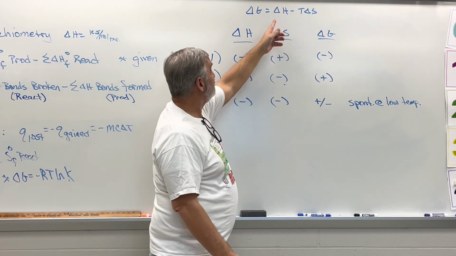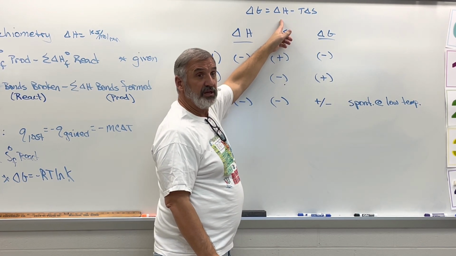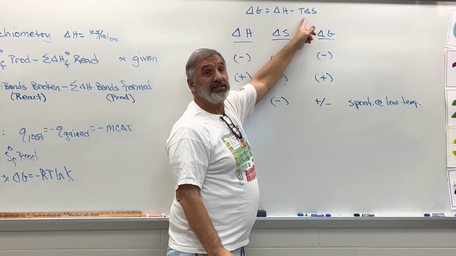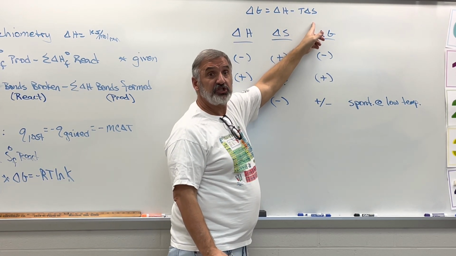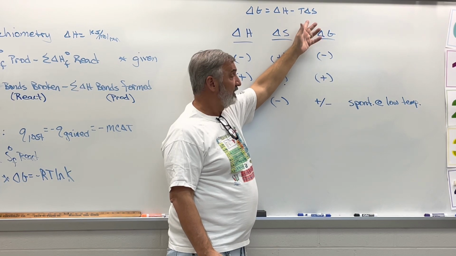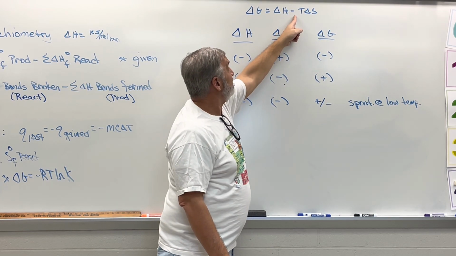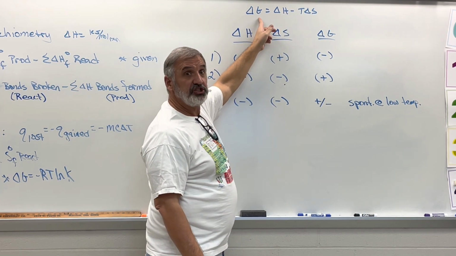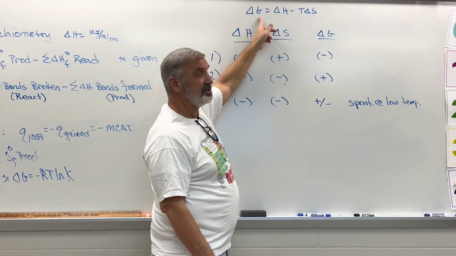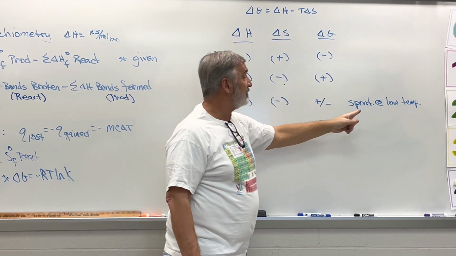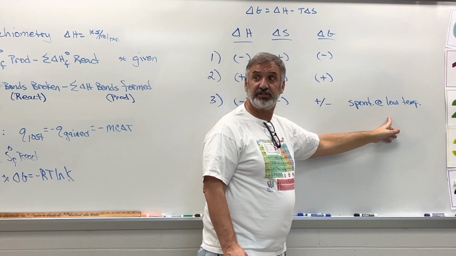So if delta H is exothermic, then at some temperature T, the T delta S term is going to get great enough that a minus and a minus is going to cause delta G to be positive and the reaction to become non-spontaneous. So it's only going to be spontaneous at low temperatures.